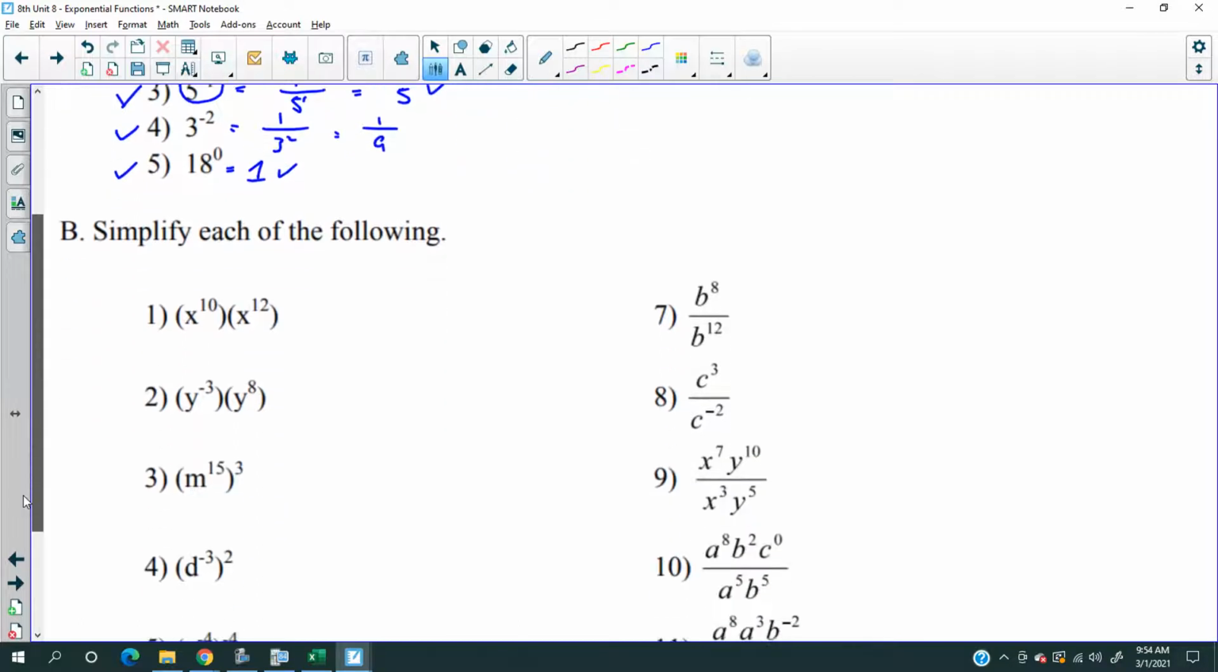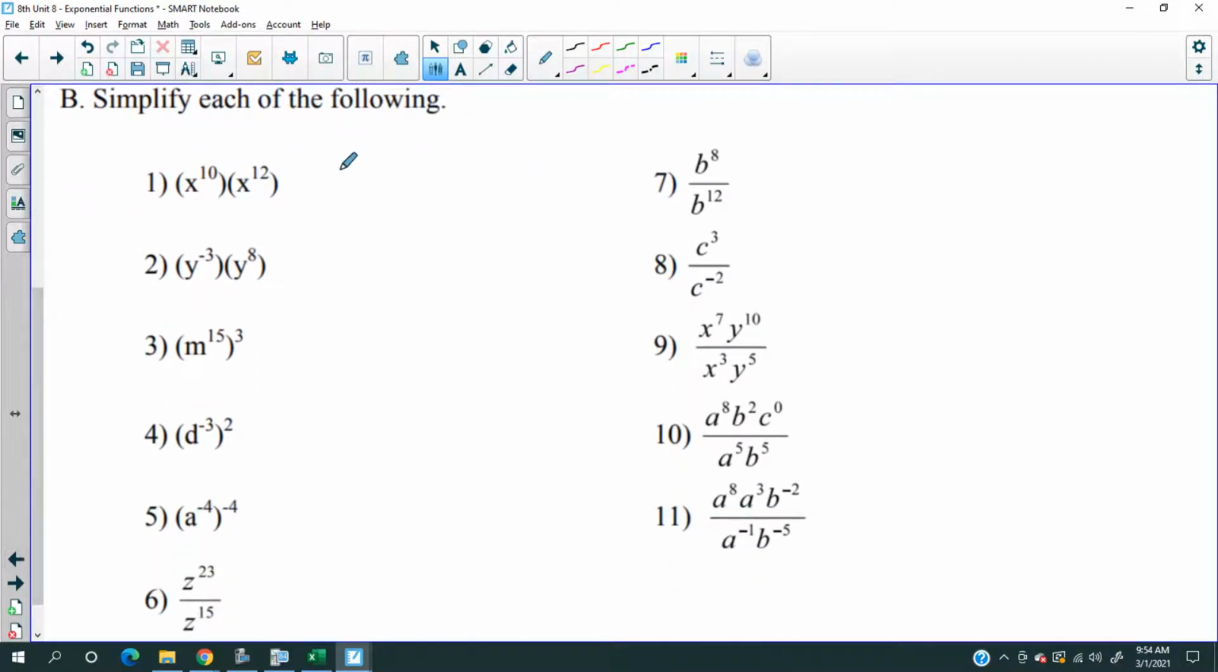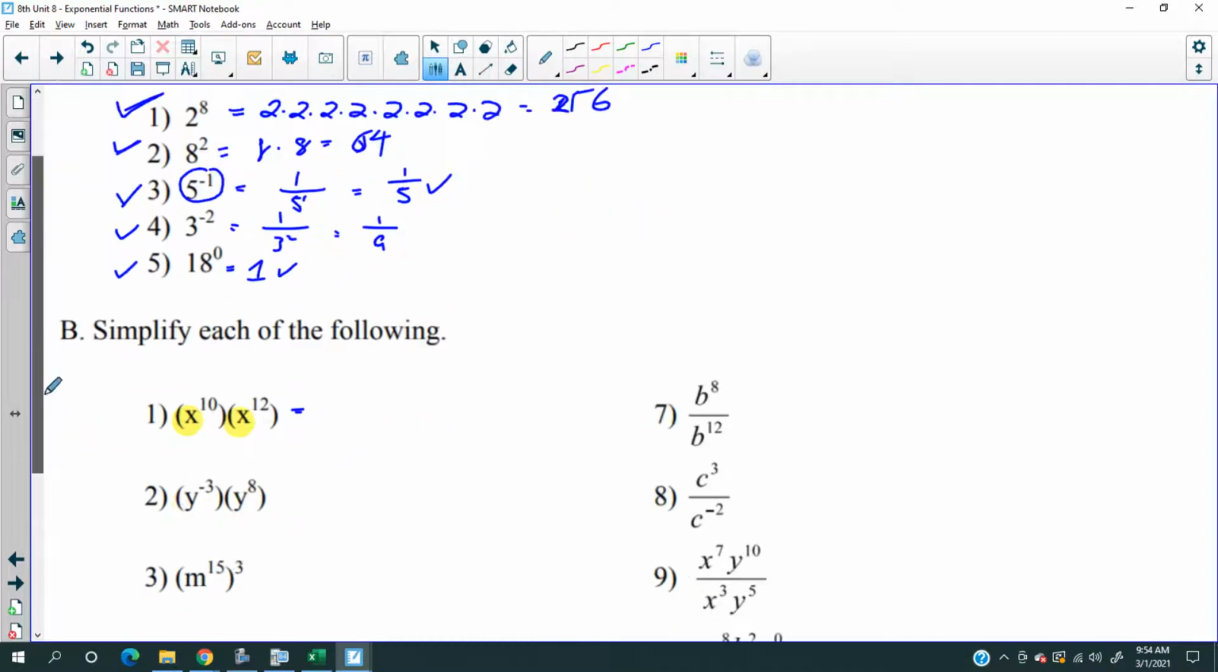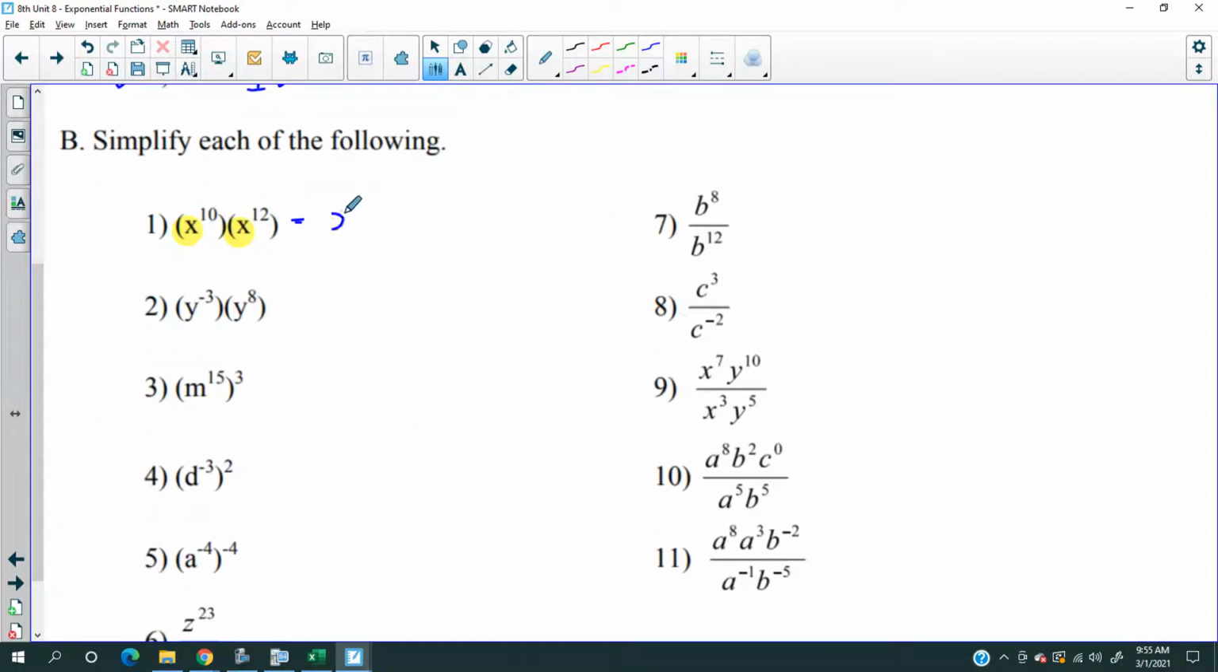Now let's go through this second section. Here we have multiplying. Notice how these variables are the same, meaning they share the same base, which means all the rules that you learned now apply. So here we have x, keep the base. When we're multiplying with exponents, we're not really multiplying. What are we doing? Yeah, we're adding them. And that's it. So what about this one? Negative 3 plus 8. So that's 5.